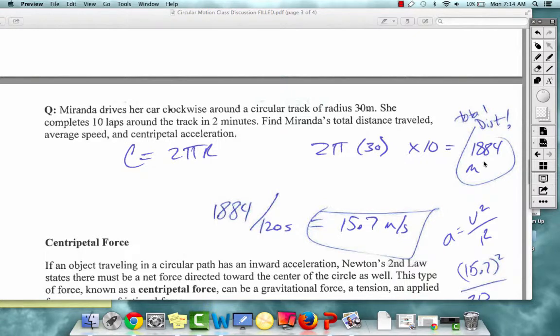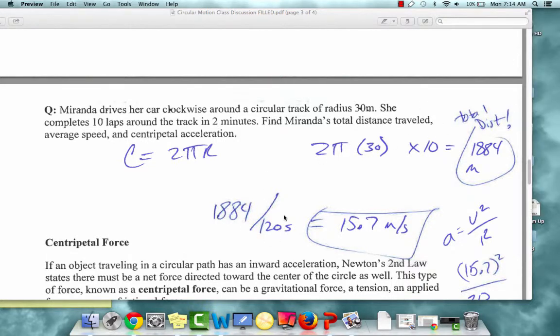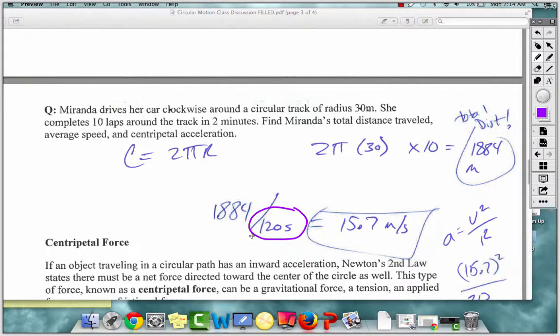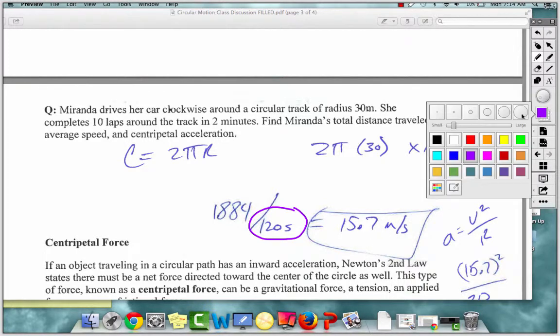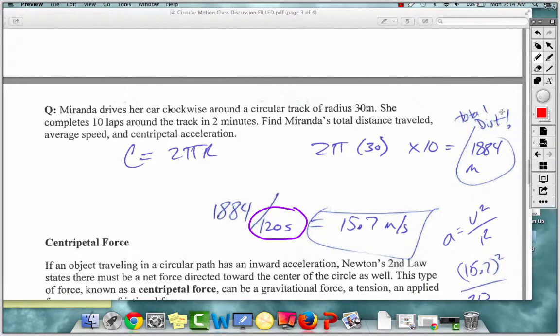How long did it take her to go around the track in that amount of time? Or how long would it take her to travel this distance? Well, the answer is 2 minutes. It tells us that the time is 2 minutes. The thing is, though, usually with speeds, we want it in seconds. So I'm going to change that 2 minutes to seconds. 60 times 2 is 120 seconds. Okay. So I'm going to take 1,884 divided by 120, and I'm going to get a speed of 15.7 meters per second.